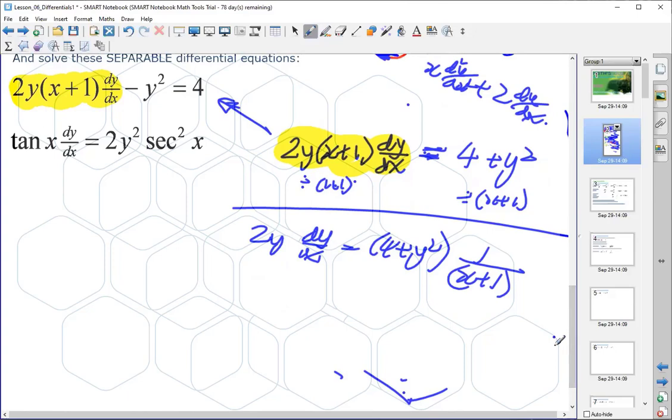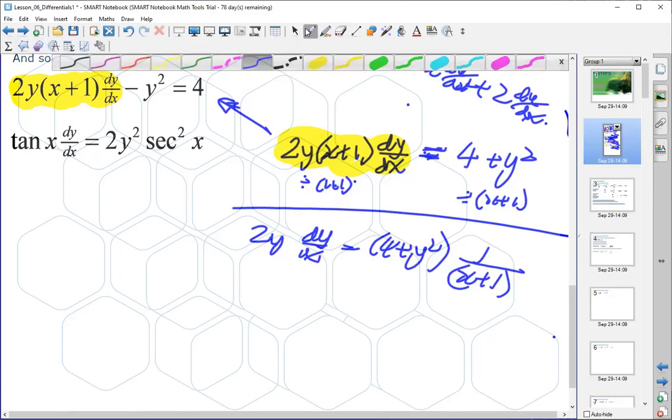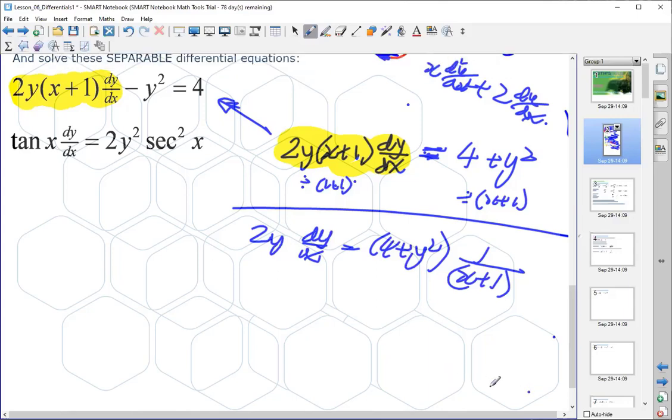Wouldn't it make sense to put the divide by 2y, so the y's are on the same side? Well, the rule is the y's have to be on the same side as the dy by dx, and the x's have to be on the opposite side. You can do it the other way around, but then you end up having to reciprocate it, and it just gets messy. So we won't do it that way. We'll always bring the y's onto the dy by dx side. Carry on, Shane.